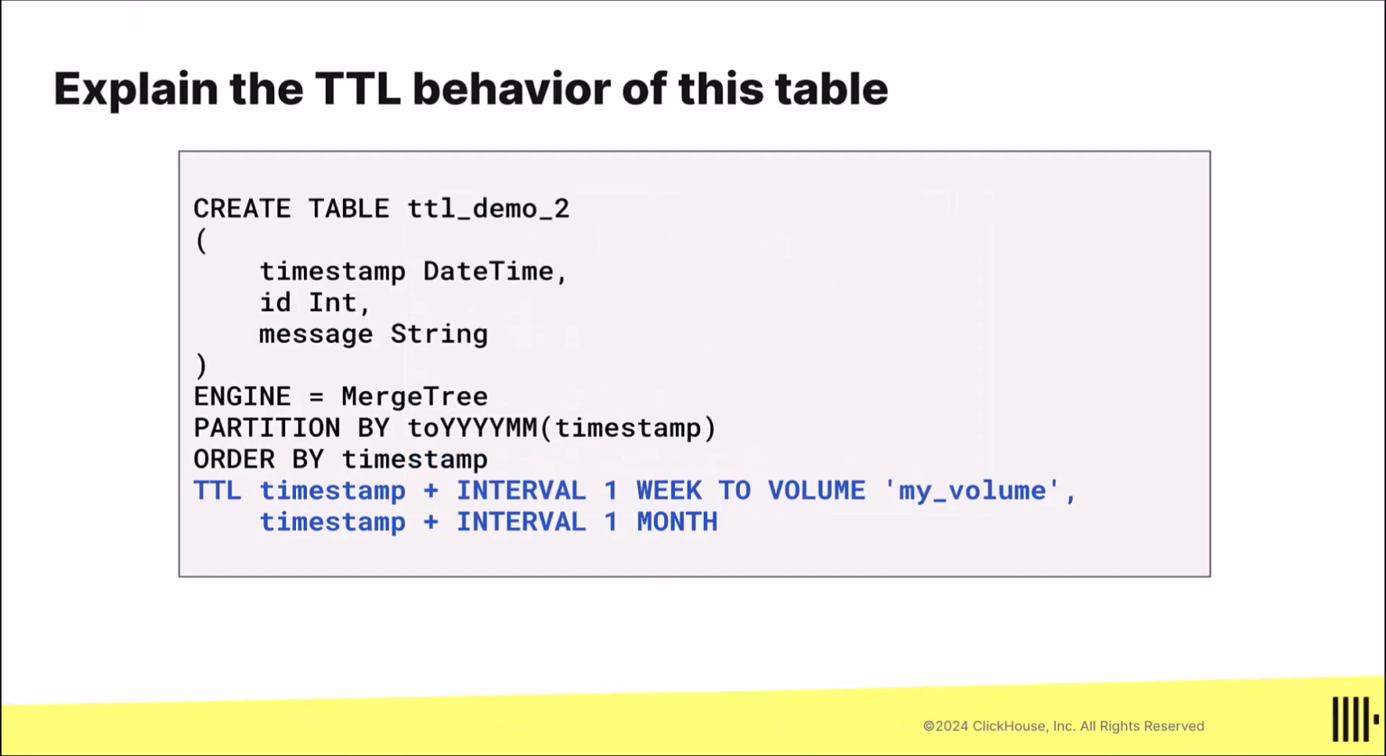So the question here at the top says, explain the TTL behavior of this table. Well, I still have the timestamp plus interval 1 month, so I picked one of the columns this time. So the rows will be deleted after 1 month from whatever the value of timestamp is. But after 1 week of whatever the value of timestamp is, the data is going to get moved to a separate volume. And here, my_volume is something that you'd have to configure.